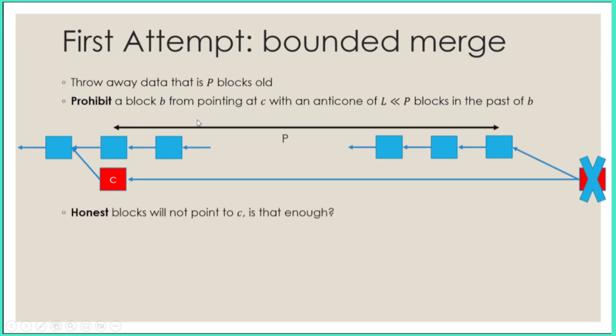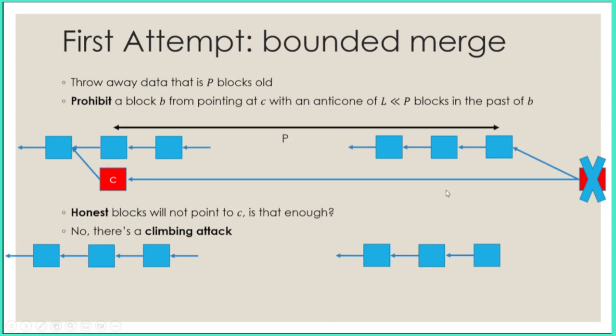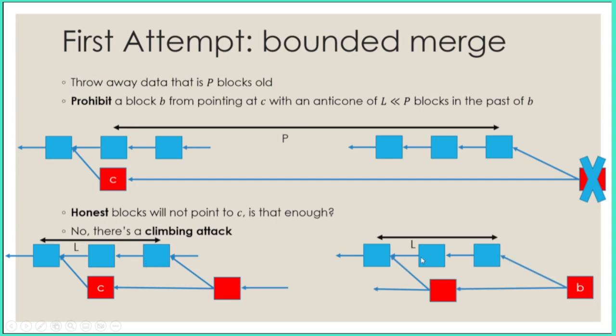But then you get this incredibly annoying climbing attack. Instead of just creating this block and this block, I'm going to climb my way up. I will first post this block C, and then I'll post another block which points at C, and it points at the chain as high as I'm allowed while being valid. And then I keep going. So at each point, I'm only pointing at blocks which are sufficiently close to each other. So there isn't a problem. Nothing here is invalid. All of these blocks are fine.